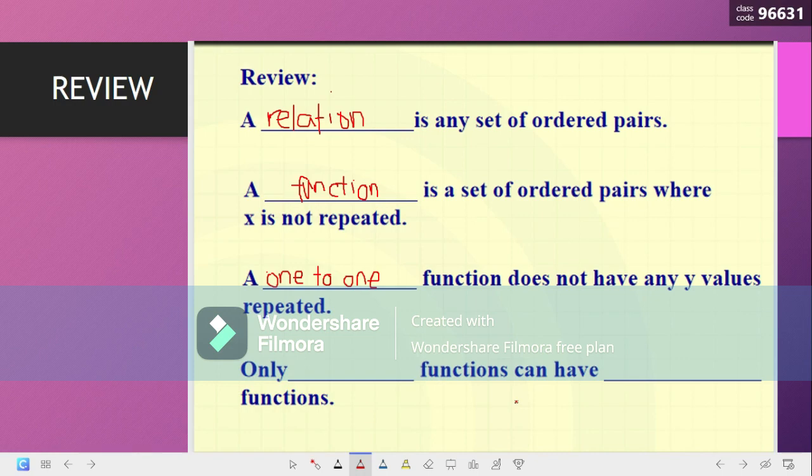So this one, only blank functions can have blank functions. This is in relation to our new lesson in today's video. The answer would be only 1 to 1. Only 1 to 1 functions can have blank functions. So what do you think is the answer here? Okay, you are right. The answer would be inverse.